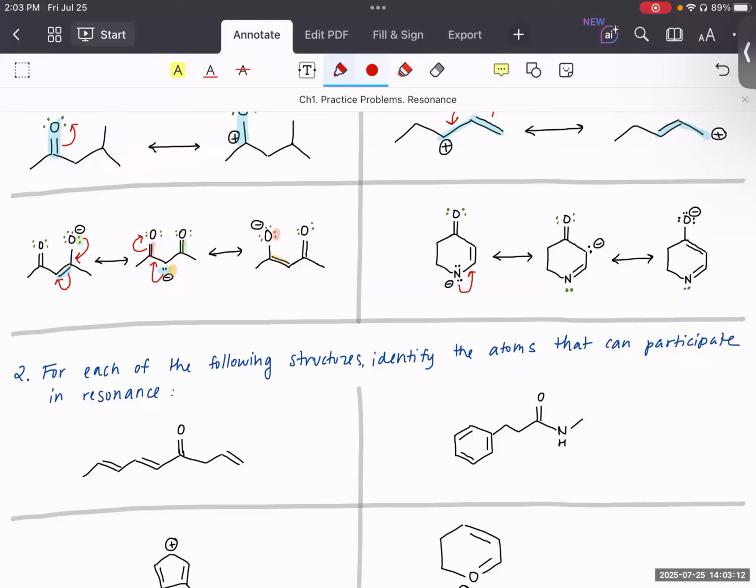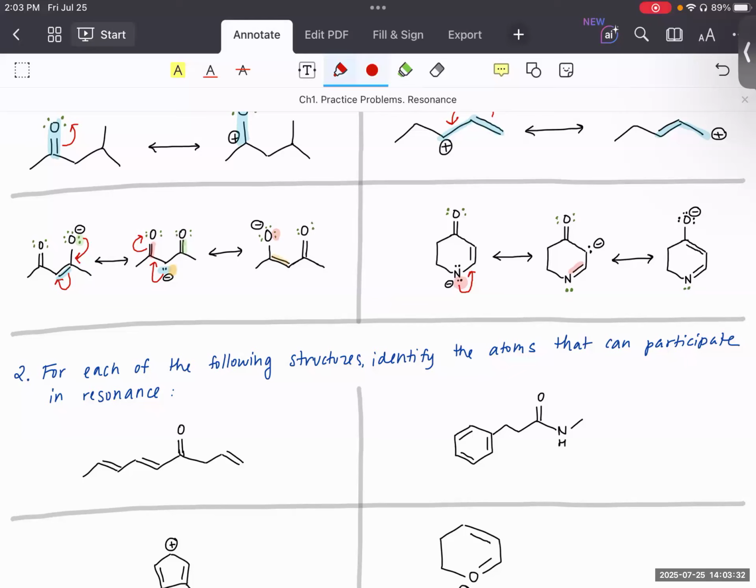And again, we're always starting the arrow at the electron pair and then drawing it to where those electrons end up. So this electron pair that I just highlighted in red ended up right here. And so we can see that that red arrow corresponds to those electrons jumping down and forming that double bond.